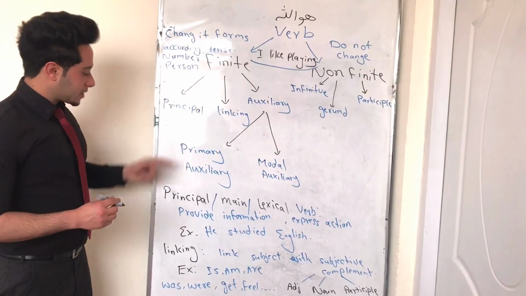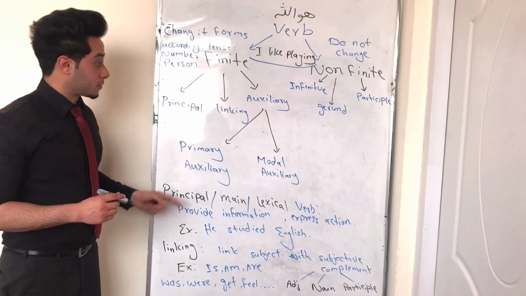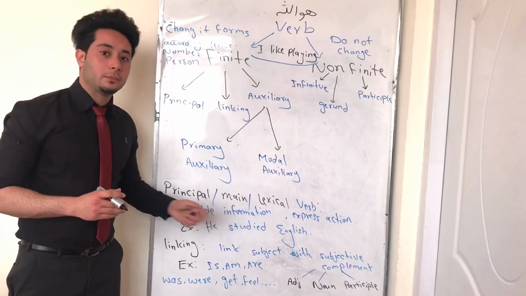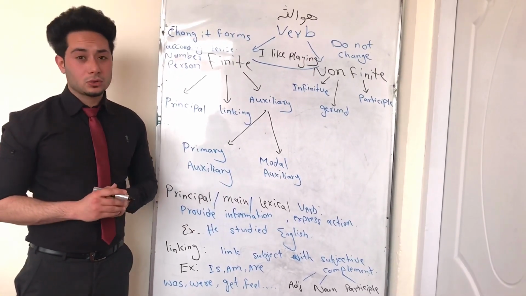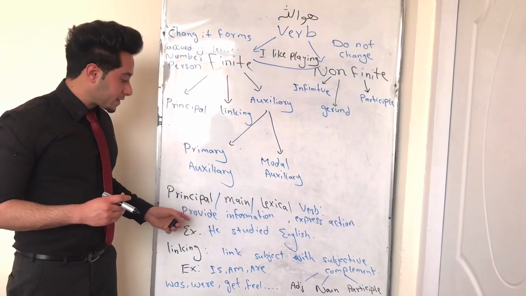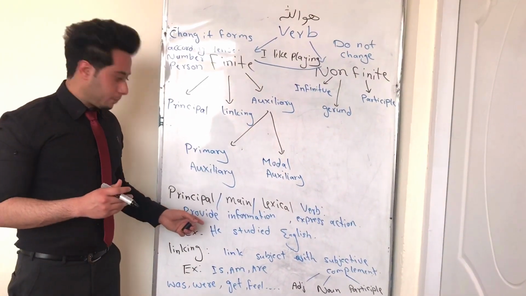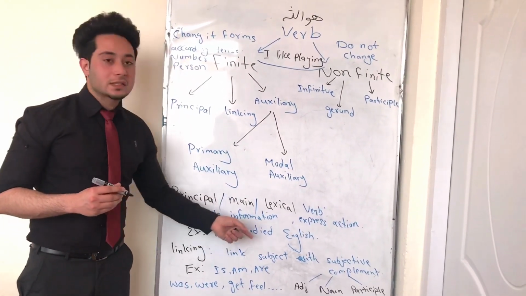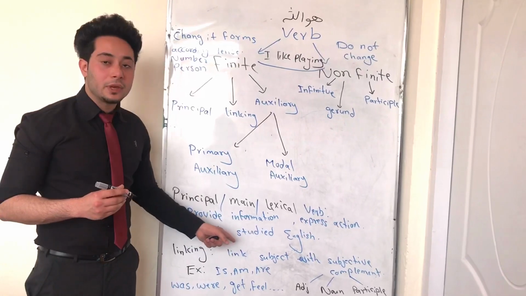Let's talk about principal verbs. Principal verbs are also called lexical verbs, and we can also call them main verbs. In some places they also call main verbs normal verbs. What are main verbs or principal verbs? They provide information, and they can express action. For example, he studied English. In this sentence, studied is the main verb.